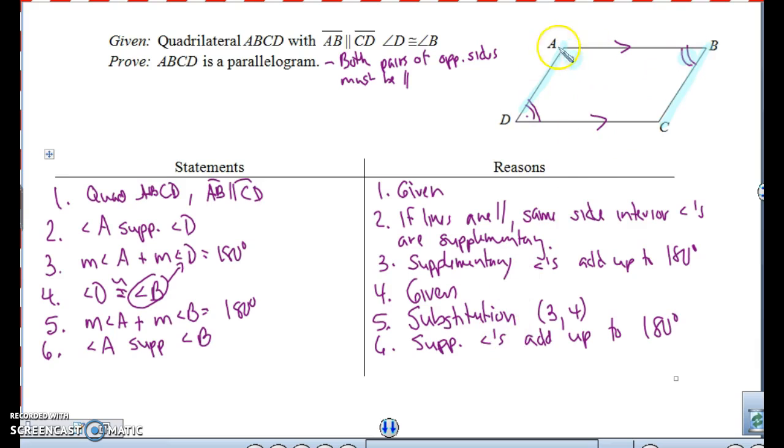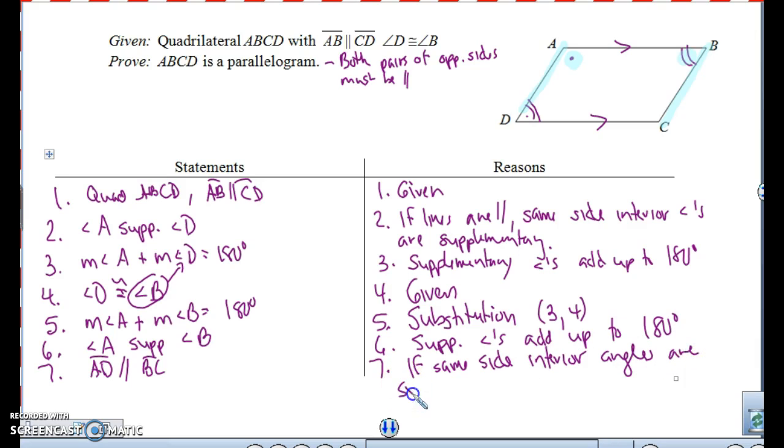Well, if we want to prove these two lines parallel, wouldn't that make AB my transversal? Well, if AB is my transversal, where are these two angles? They are same side interior angles. Well, didn't we just prove they're supplementary? Yeah, we did. So that means that AD is now parallel to BC, because if same side interior angles are supplementary, then lines are parallel.